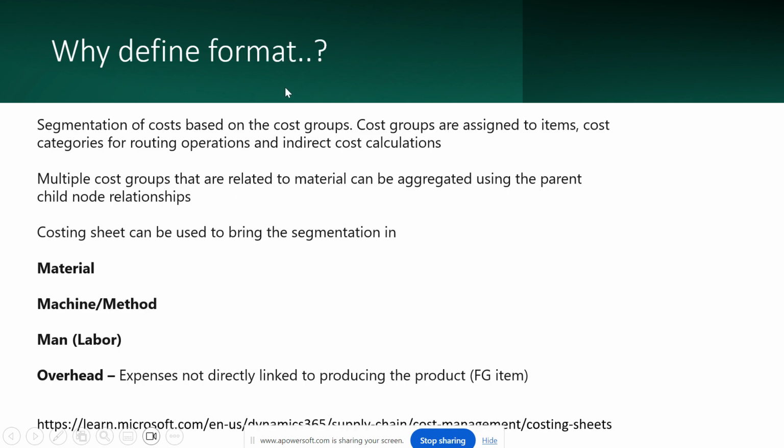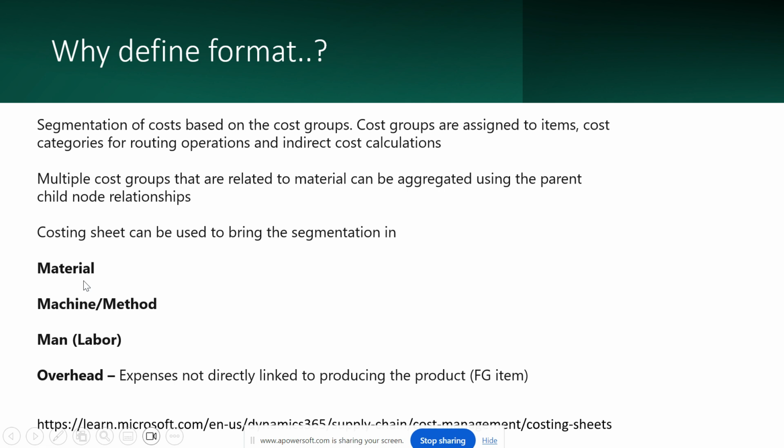So first of all, why define a format? We discussed defining the format using a costing sheet, right? This actually provides a segmentation of cost based on the cost groups. So in D365, we define the cost groups and allocate them to the respective cost categories and to the items, right? These cost groups, like I said, are assigned to the items and the cost categories, and also to the indirect cost. But if you want to segment whatever cost is available in the system with respect to material, machine, man, labor, or overhead, you need to segment all those costs so that it gives a good idea about overall cost calculations.